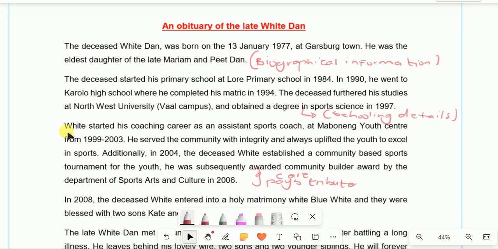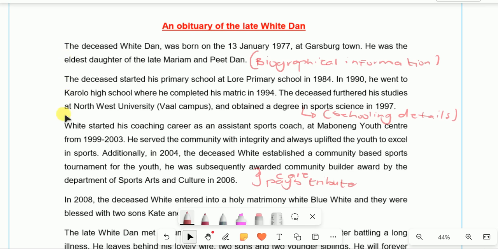Now, I want to show you something here again with reference to writing. Remember, when we write, you are not only interested in having facts, but also the manner in which you outline your facts, which is a critical language learning skill. Remember, here I've started with the deceased. Again, I say here the deceased.